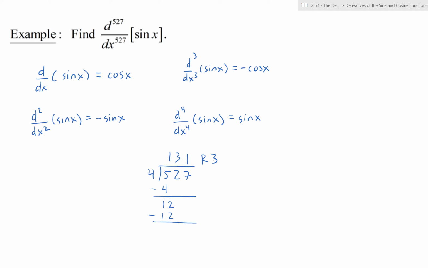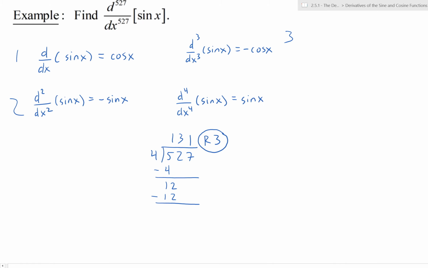Now, we don't often write this as remainders, since usually we write it as a fraction or a decimal when we do such a division here. But the remainder is really what we're after, right? Because it tells us, okay, what happened here? If I took the 527th derivative of sine x, what I really just did was I went through this entire cycle that we see above 131 times, and then I went to the 1, 2, 3rd derivative here.